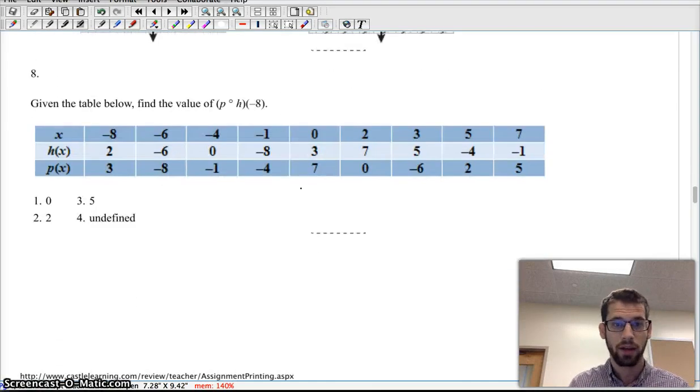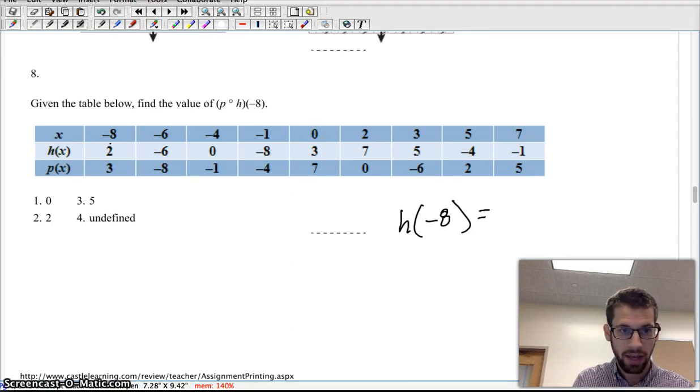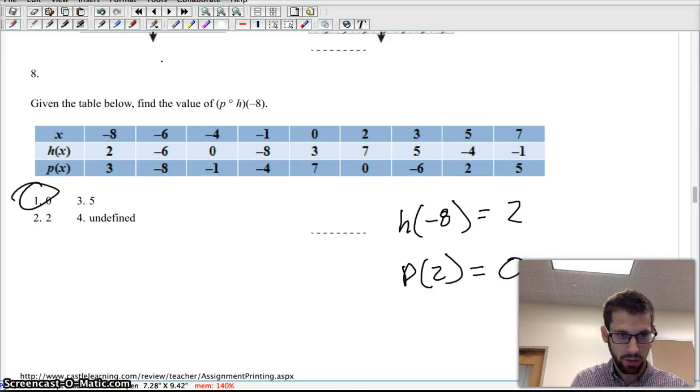Alright, number 8, I've got to do p of h of -8. So first I'm going to do h of -8. Let's see what that is. So h of -8 is going to be 2. And then p of 2 is equal to 0. Answer choice 1.